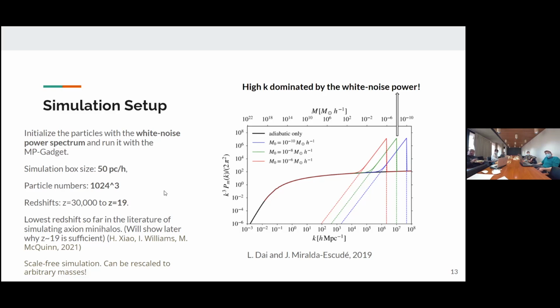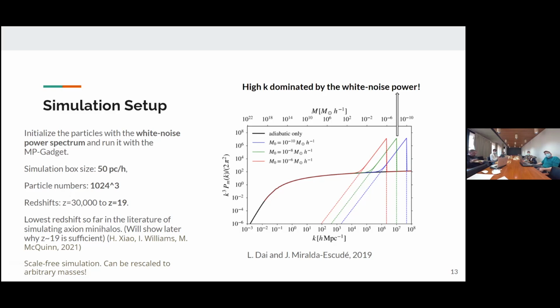That's the reason we run small-scale simulations using white noise power spectra only. The box of our simulation is 50 parsec, and the particle number is 1024 cubed. And we run this simulation from the radiation era, a redshift of 30,000, to redshift 19. So this is pretty early universe. However, this redshift 19 is still the lowest redshift so far in the literature of simulating axion mini halos. And I will show you later why a redshift of 19 would be sufficient to determine the detectability.